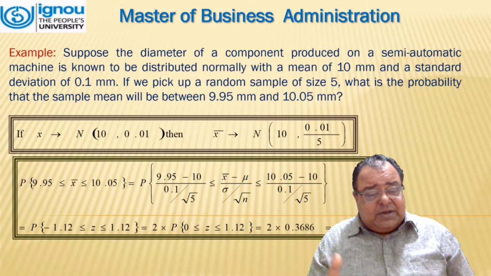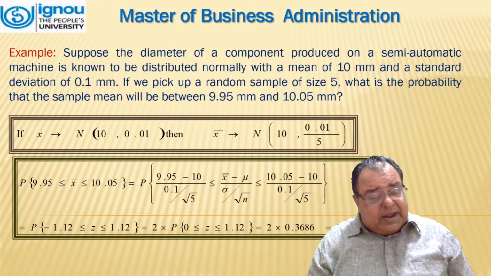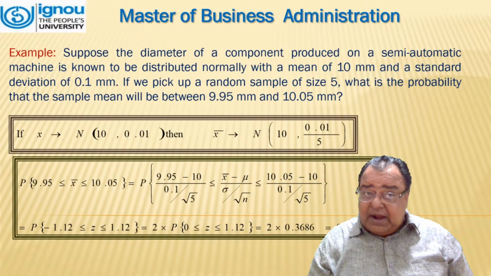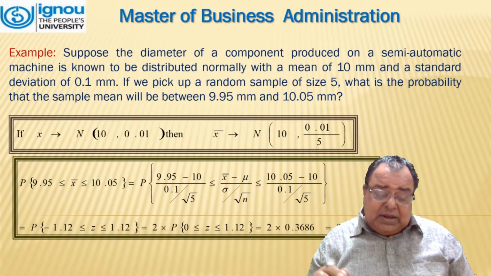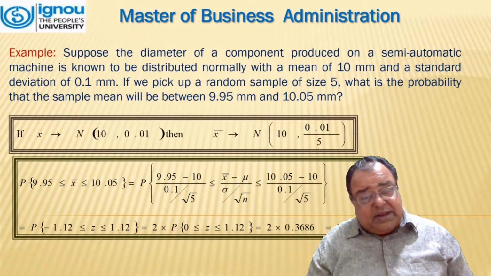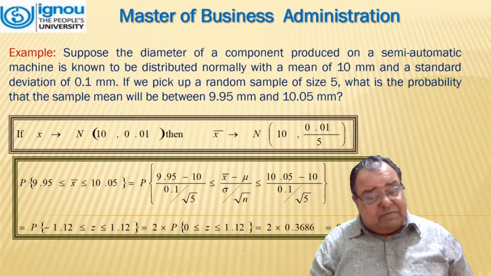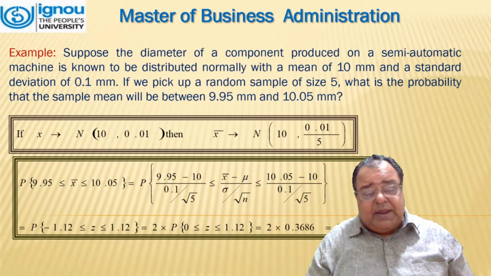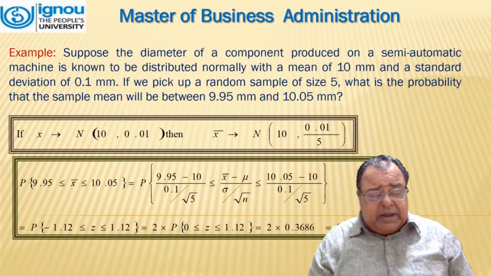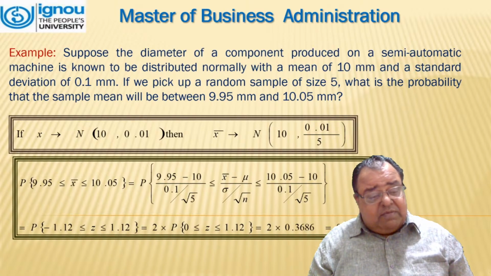the mathematical notation. That will be (9.95 minus 10) upon 0.1 divided by under root 5, which is less than equal to (x bar minus mu) upon sigma divided by under root n, less than equal to (10.05 minus 10) upon 0.1 divided by under root 5. When we will be solving this, we will be getting negative 1.12 less than equal to z less than equal to 1.12.